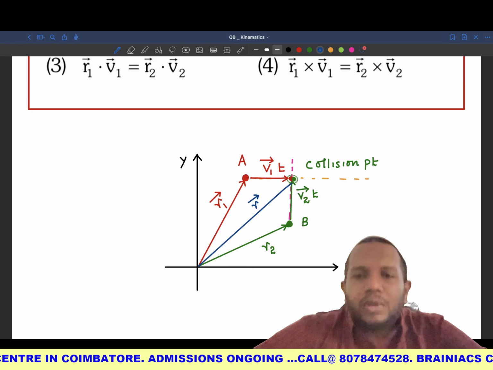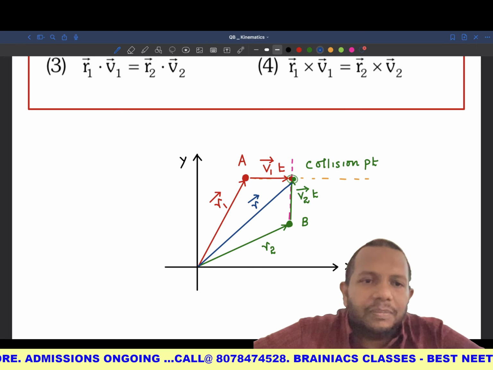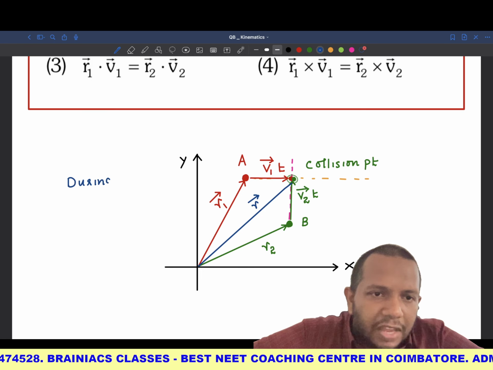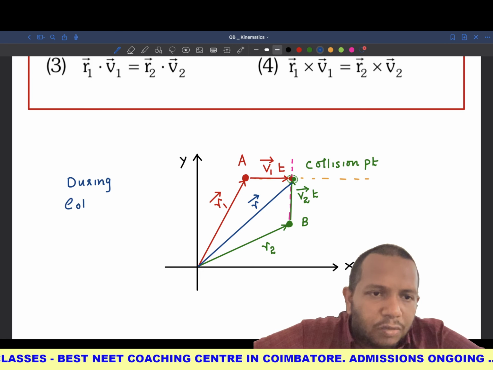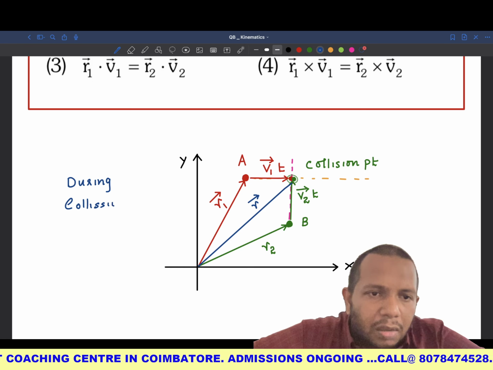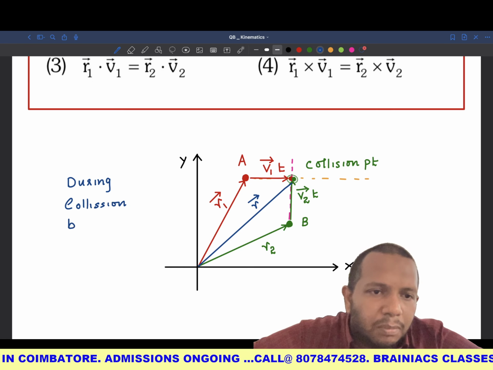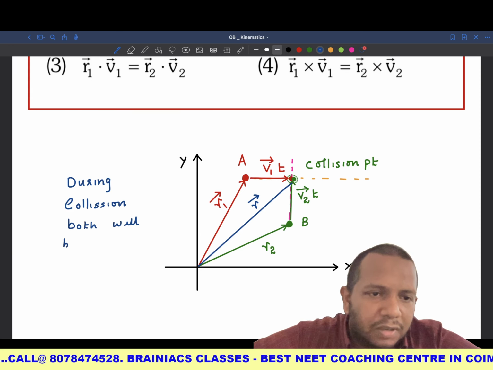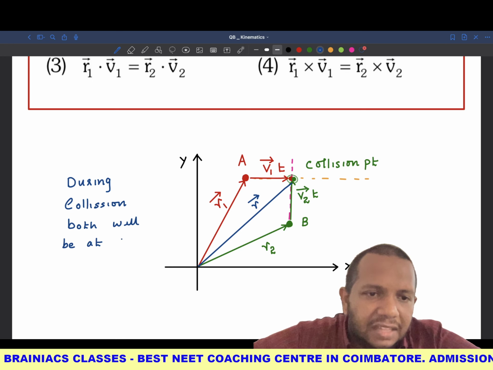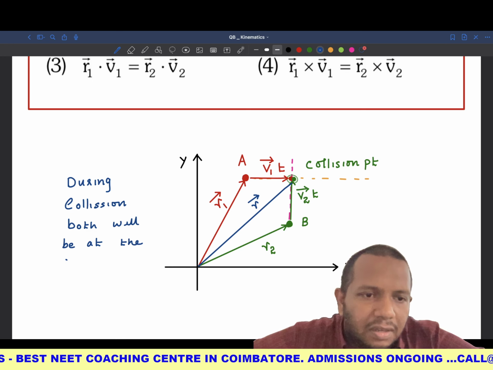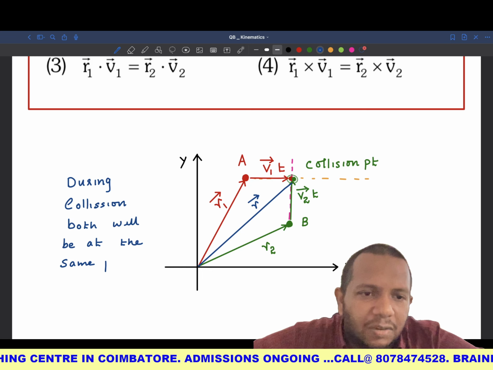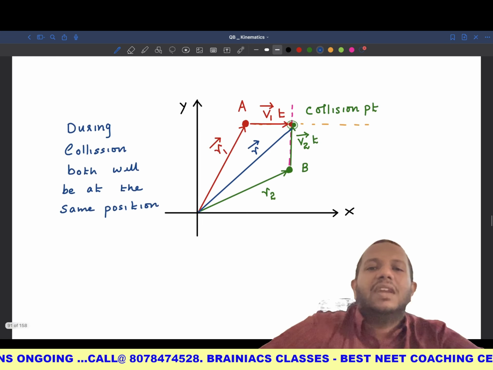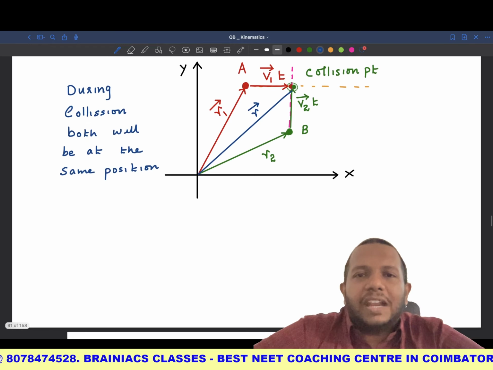Now what we need to do here? What is the condition I can mention? During collision, this is one fundamental you should know to draw this diagram. What is that? During collision, both will be at the same position. Then only collision is possible, right? That we can think logically. There is no problem in that. Okay, now let's apply triangle law.